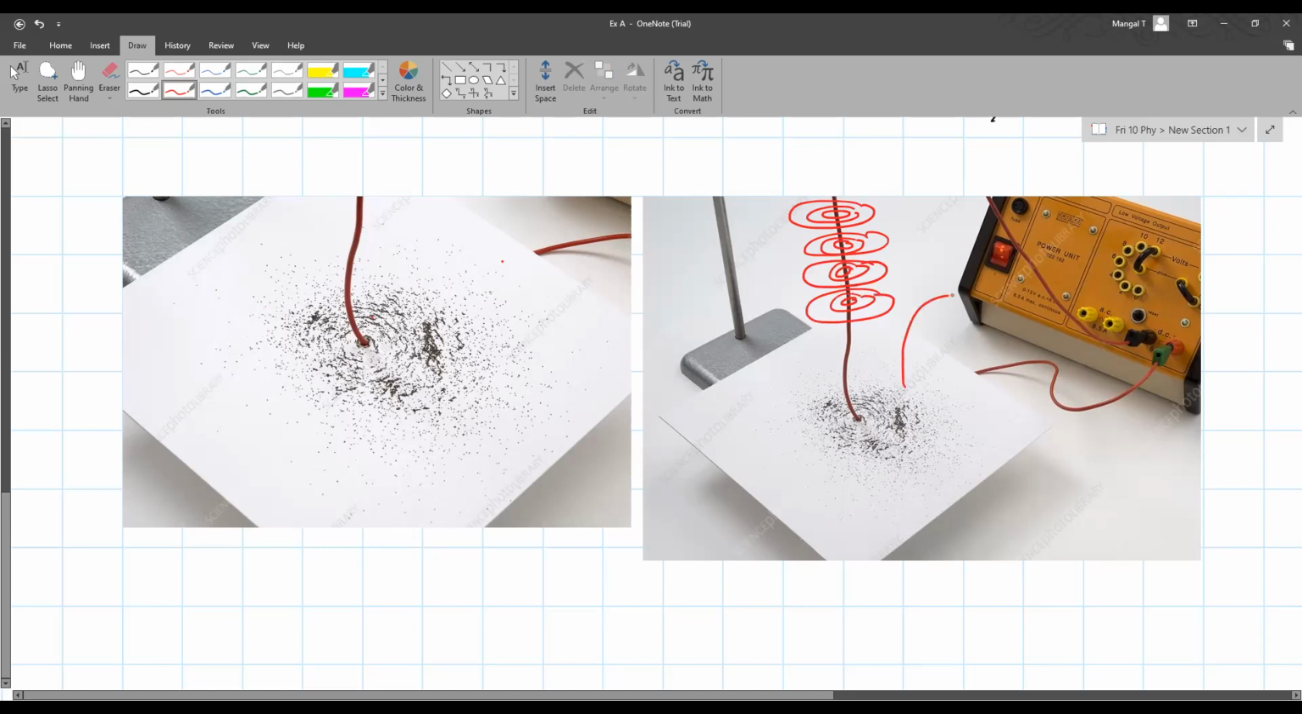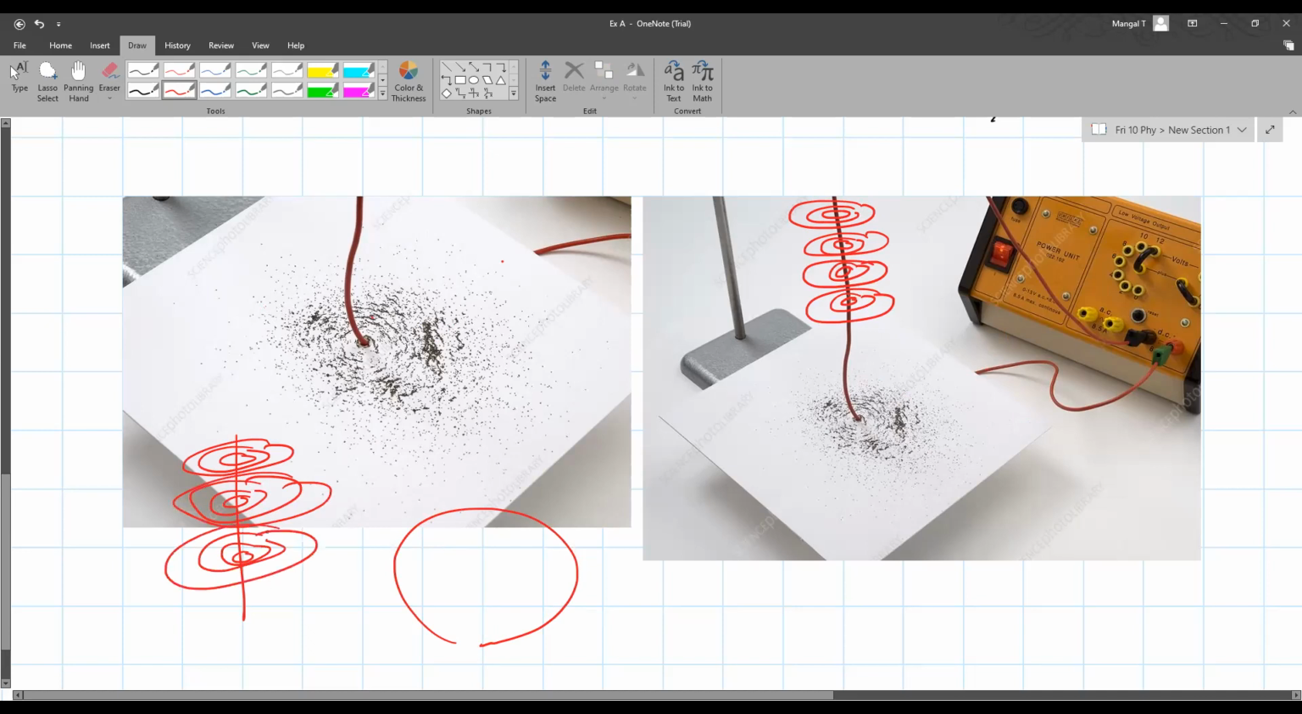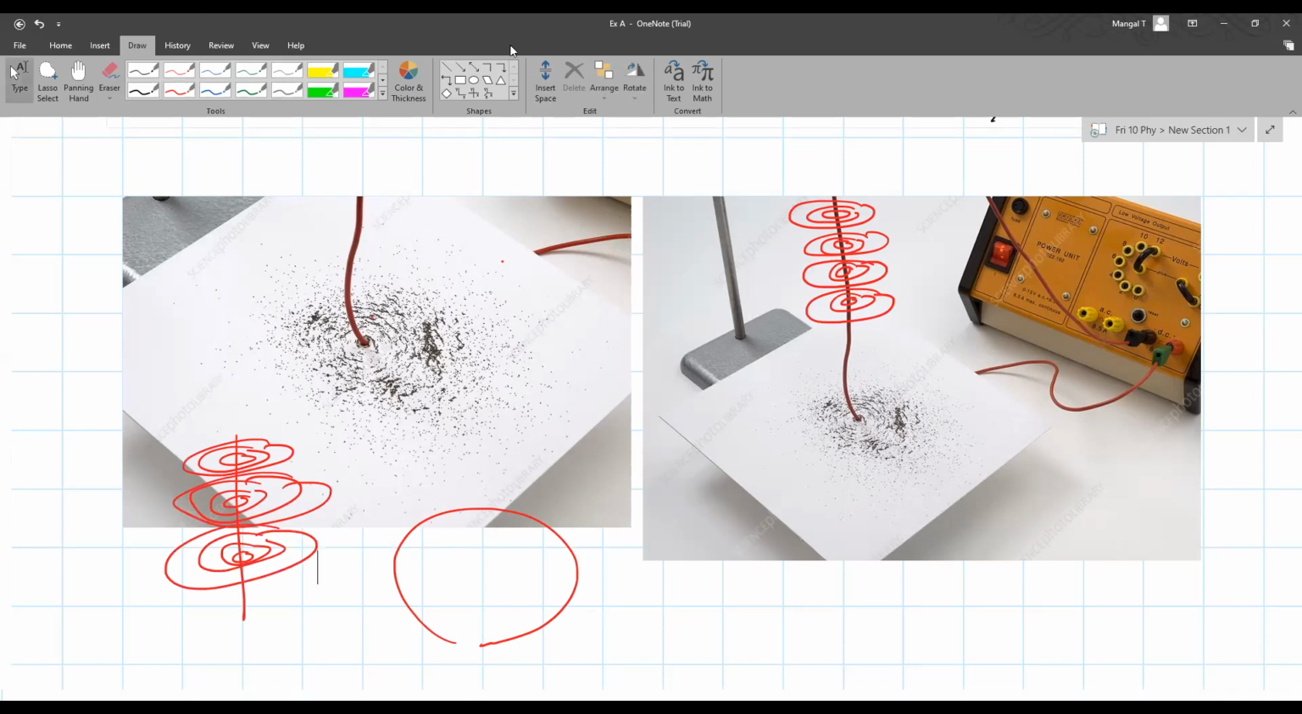Imagine if this wire is bent. It is bent to form a loop. Then what will be the nature of the magnetic field? If this wire is bent, so this wire has magnetic field all around it in the form of circles. And if that wire is now bent to form a loop, what will be the nature of the magnetic field?